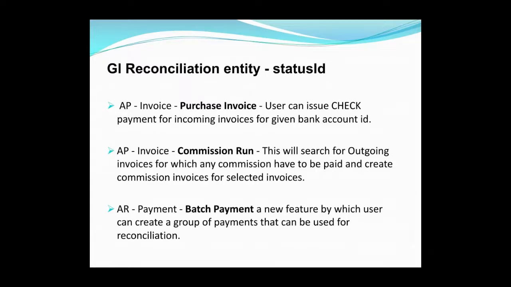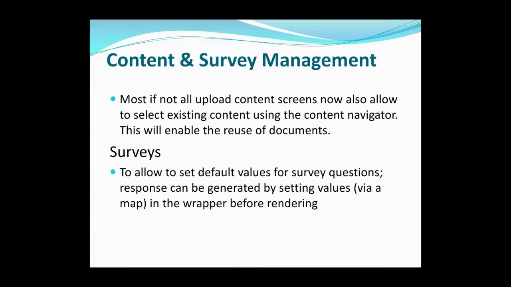In accounts payable invoice, we have purchase invoice. The user can issue check payment for incoming invoices for a given bank account ID. Commission run: this will search for outgoing invoices for which any commission has to be paid and create commission for the selected invoices. In accounts receivable payment, we have batch payment, a new feature by which the user can create a group of payments that can be used for reconciliation.